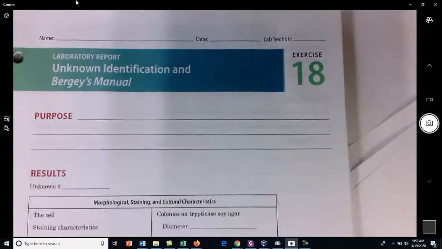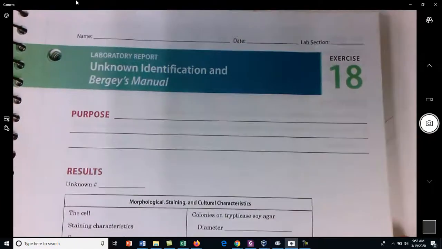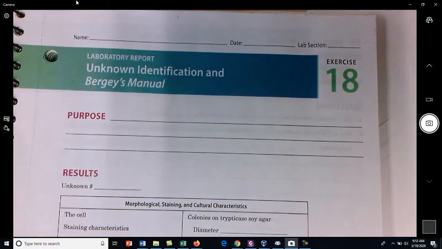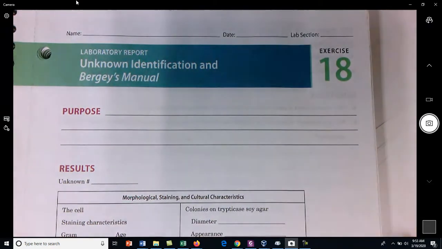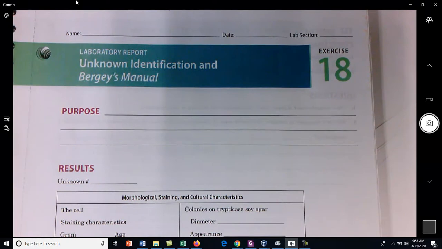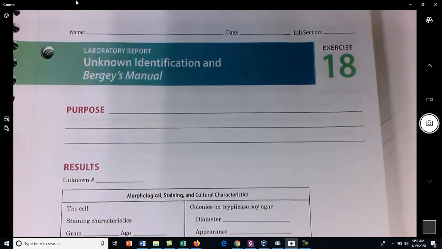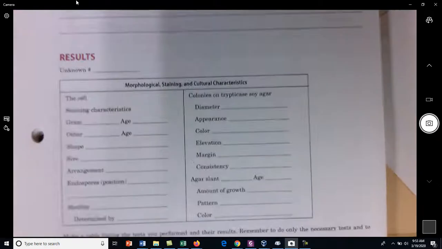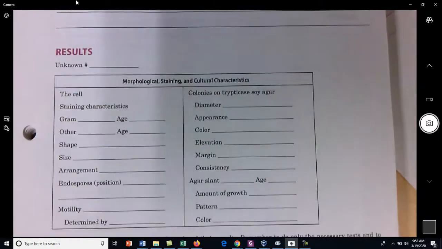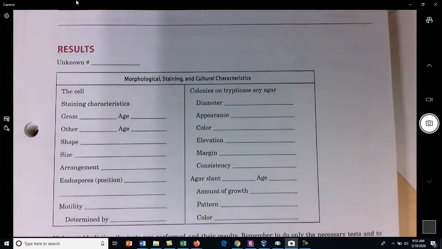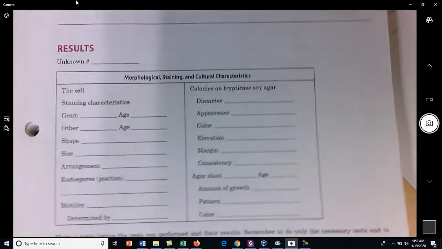Okay, so there are a few things that I need to point out here. First of all, make sure you put the purpose of the lab and write your unknown number. You had unknown 1 or unknown 2, so U1 or U2. And then this next table here, skip. Don't write anything. We didn't do that. We didn't do that at all.